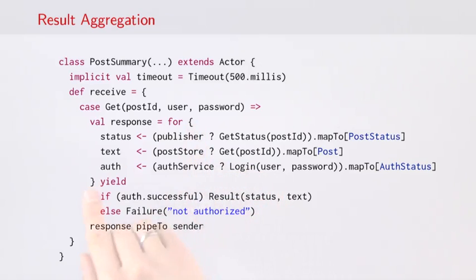We use a for comprehension to tie these 3 futures together. And when all of them are successful, this code will run. So we check whether the authentication was successful. In that case, we send back the result. Otherwise, it gives a failure, saying not authorized. This is a transformed future. We started out with a future here, and then this is translated to flat map and map of futures, and this yields a future. We have a response here, which is a future of result or failure, and this response is then piped back to the sender eventually.